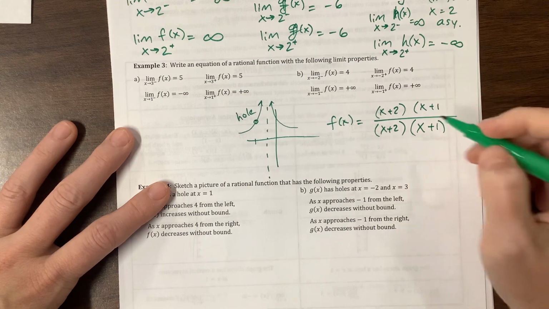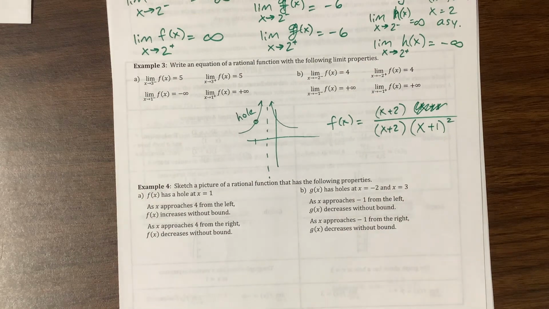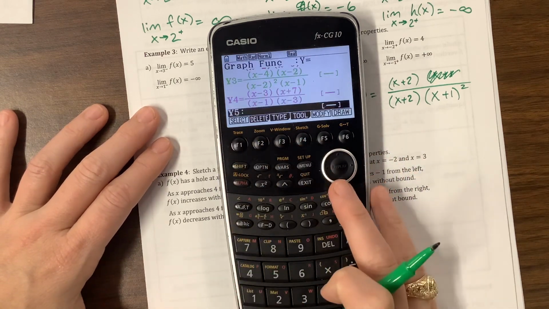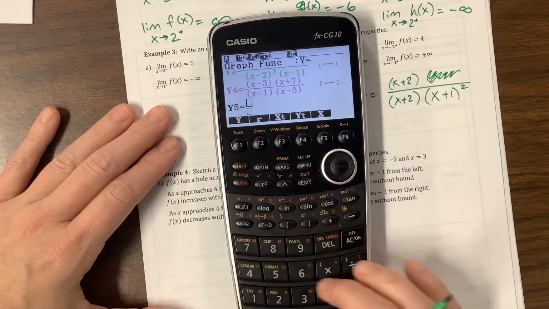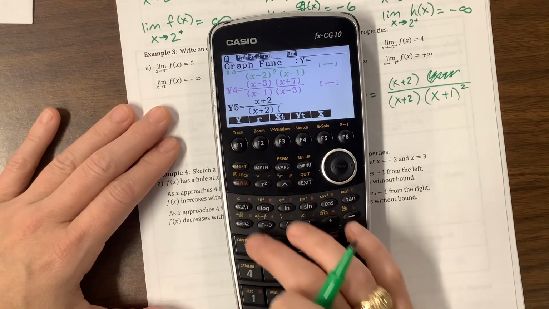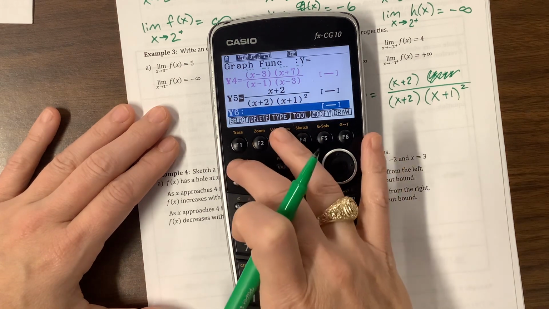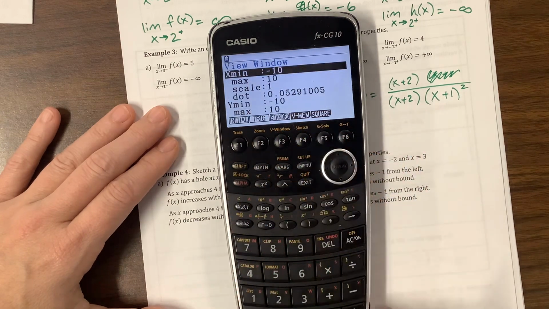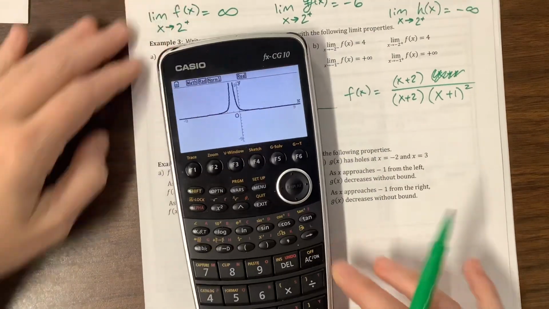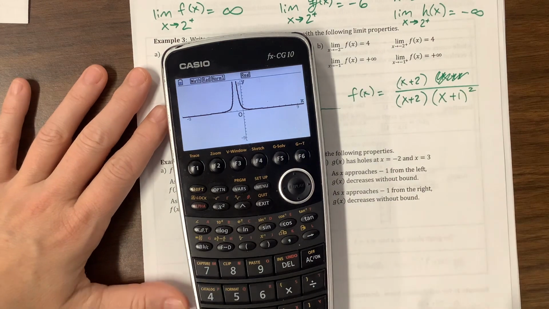X plus 1. Oh, I lied. We don't want it in both places. But we need something squared. So let's see what happens if I square this right here. I'm going to come back to my calculator, exit out, turn this one off, come in again, and we'll say x plus 2 over x plus 2 times x plus 1 squared. Let's do window, and we'll do standard just to give us a starting point. And if you notice on here, it does go to positive infinity in both directions. So if you want it to go up on both sides, we need to make sure that everything stays positive, and one way to do that is to square things.